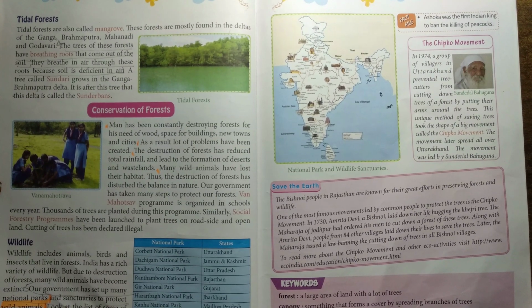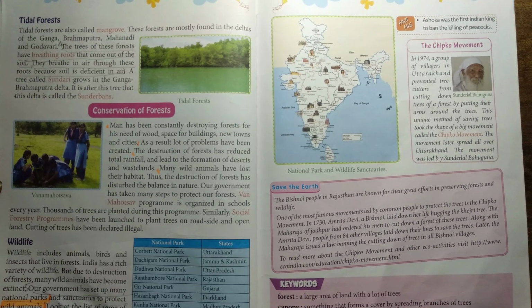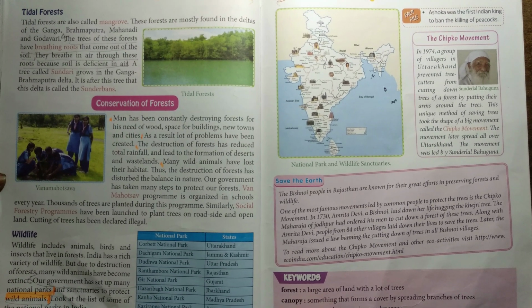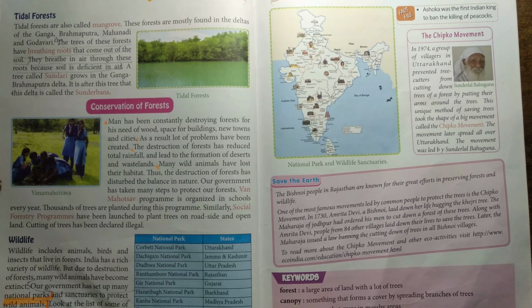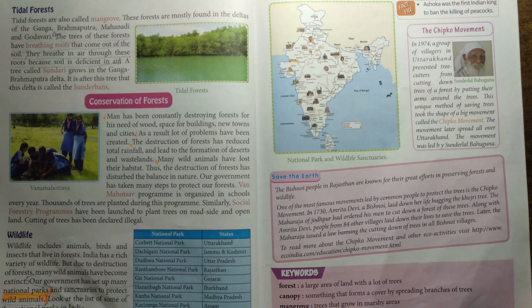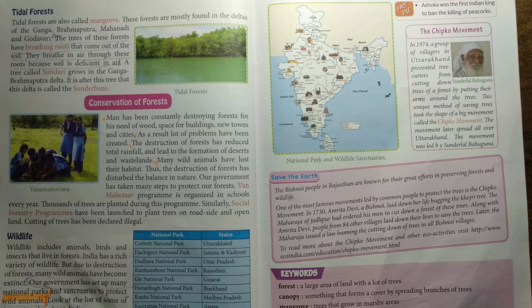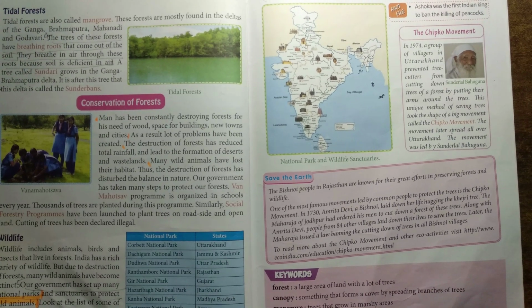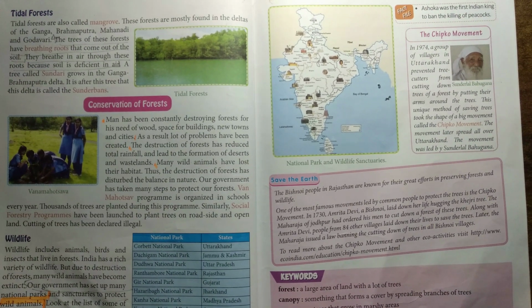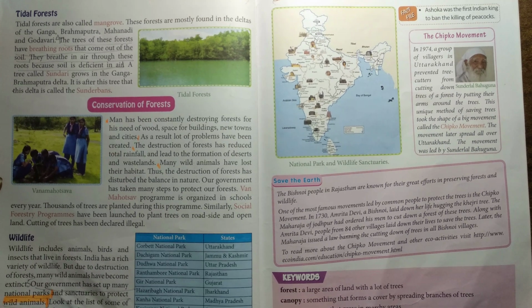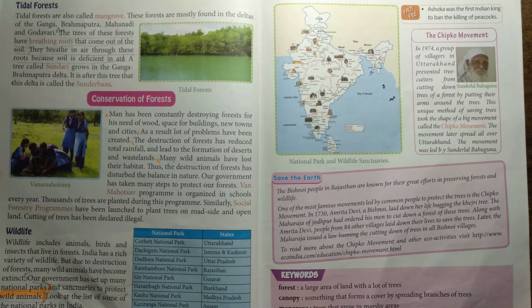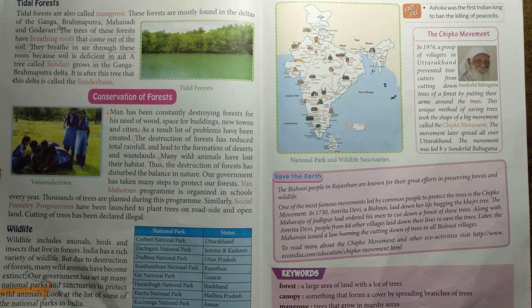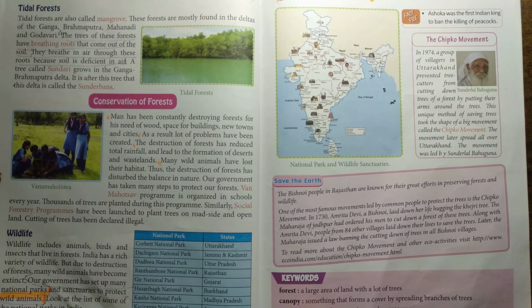Tidal forest. Tidal forests are also called mangroves. These forests are mostly found in the deltas of the Ganga, Brahmaputra, Mahanadi and Godavari. The trees of this forest have breathing roots that come out of the soil. They breathe in the air through these roots because soil is deficient in air.